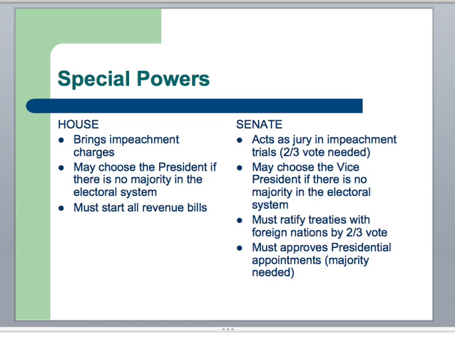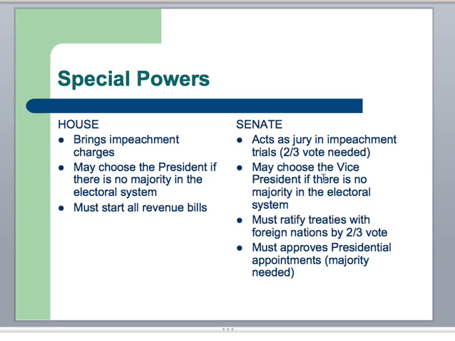The House gets to choose the president if there is no majority in the Electoral College system. That would be 51%. That's happened twice. It happened in 1800 with Thomas Jefferson and 1824 with John Quincy Adams. And that's again so the people can choose the president if the Electoral College cannot. And then the House has to start all revenue bills. A revenue bill is any bill dealing with taxes. Why? Because the founders wanted the people to be the ones to raise your taxes.